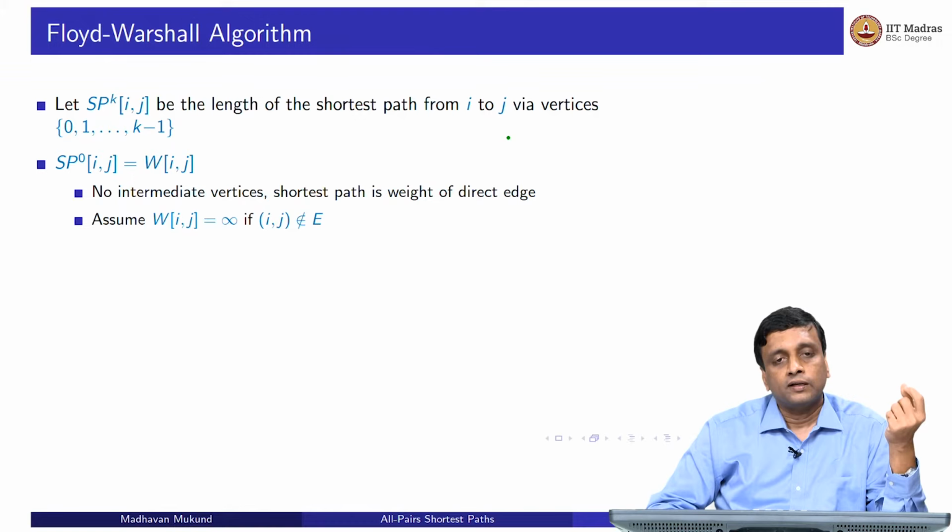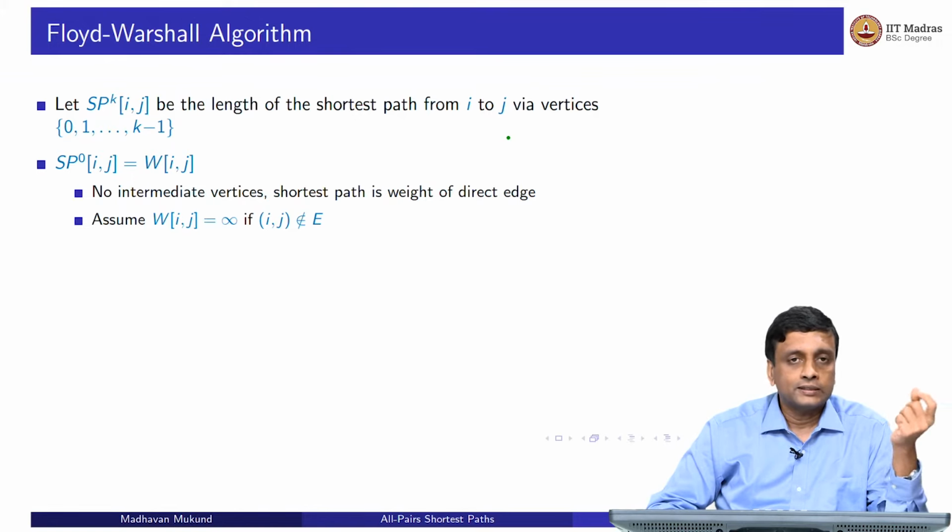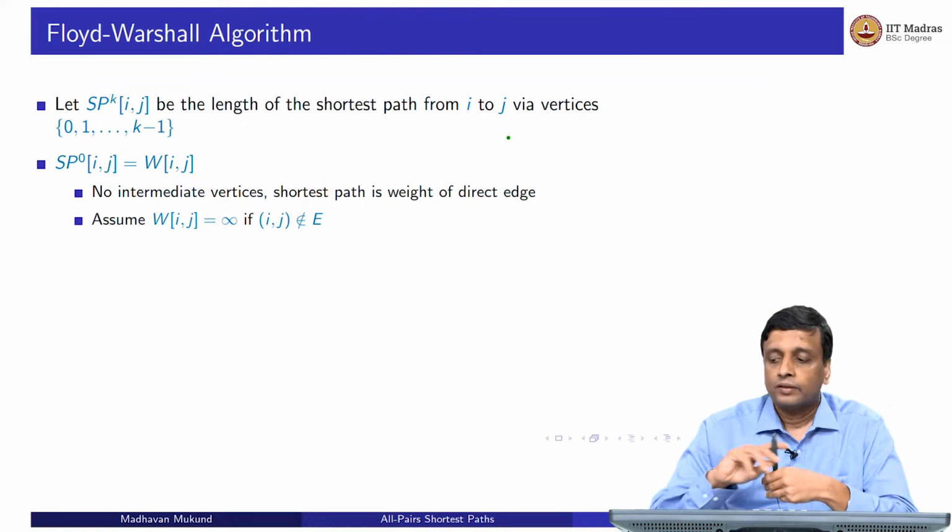So, as before, if the index is 0, then I am not allowed to pass through any intermediate vertex because the set 0 to 0 minus 1 is empty. So SP^0(i, j) is just the weight. If there is a direct edge, there is a weight; if there is no direct edge, it is infinity.